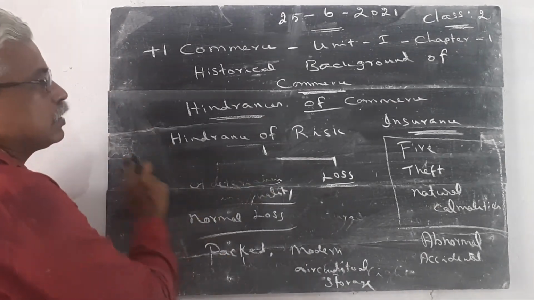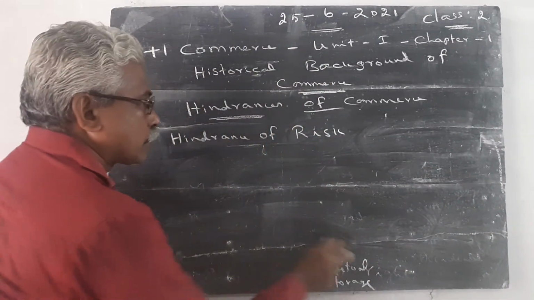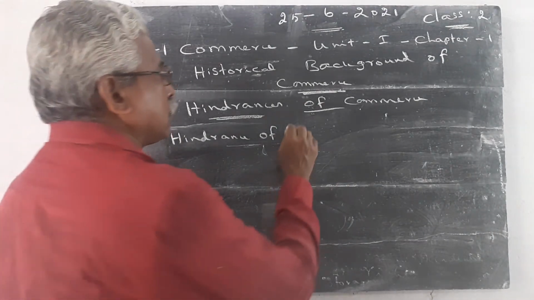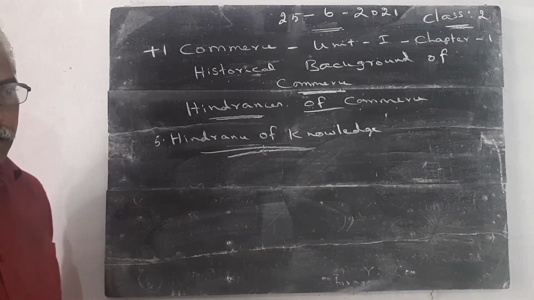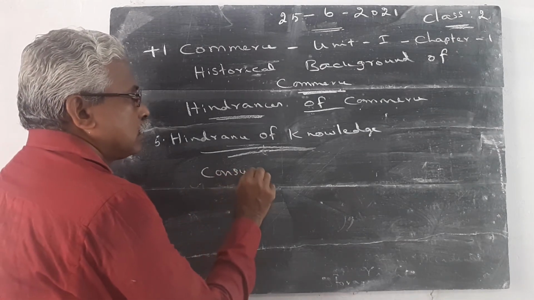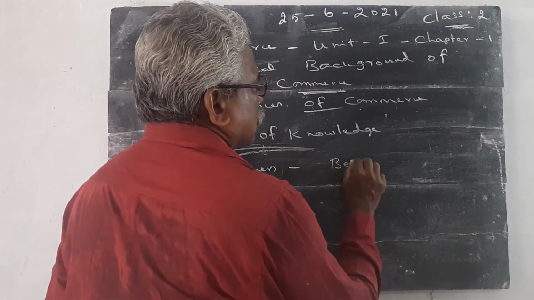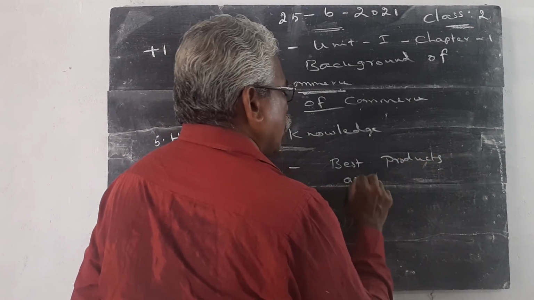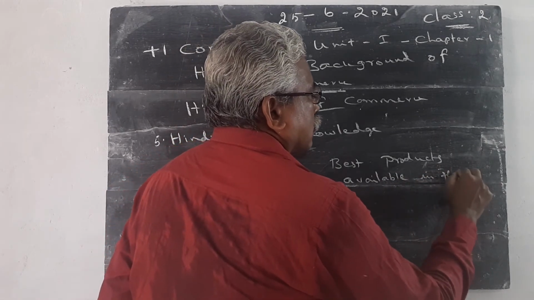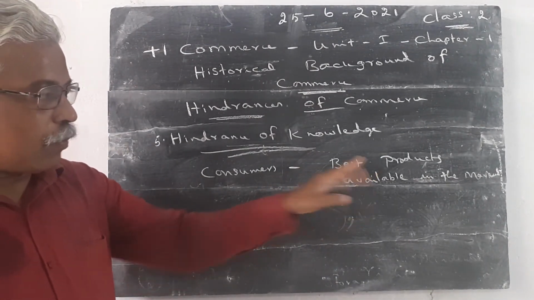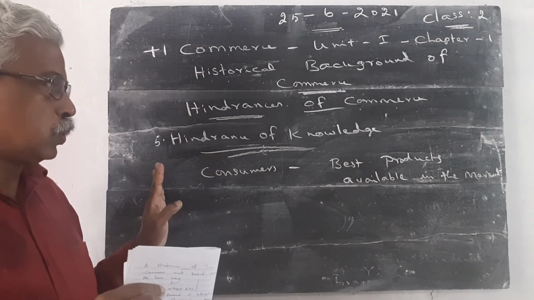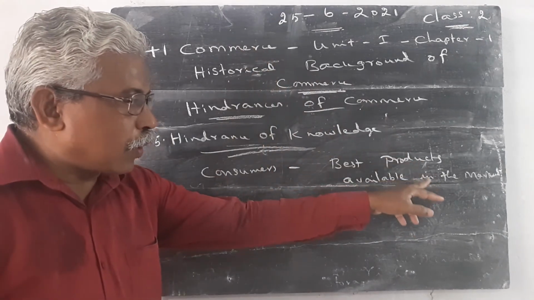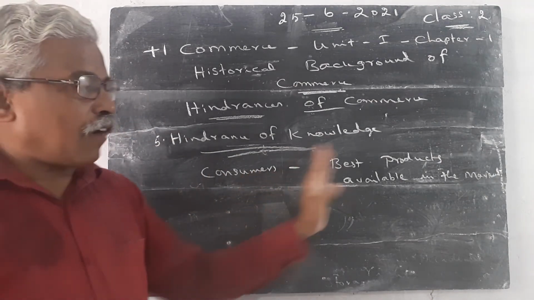Then I want to explain one more, hindrance of knowledge. This is the 5th point. Hindrance of knowledge. We are the consumers. Consumers want to buy the best products available in the market. Normally, consumers want to know the best products available in the market, and they also want to buy the best product available in the market.